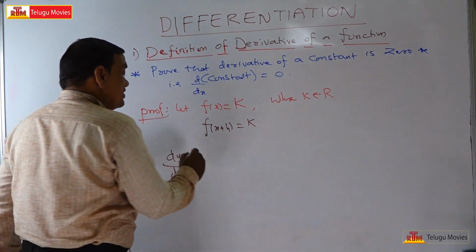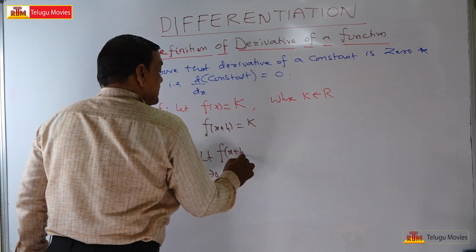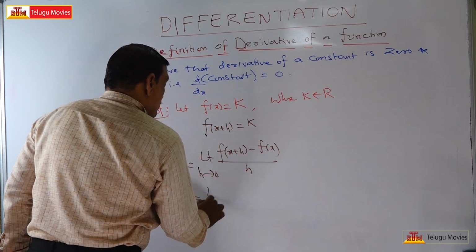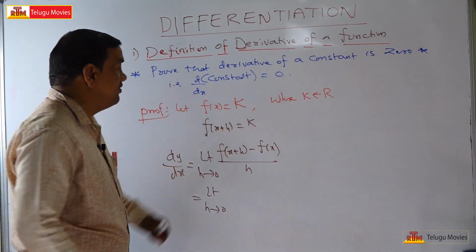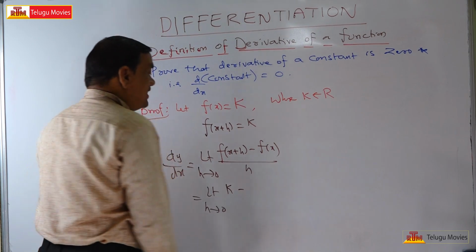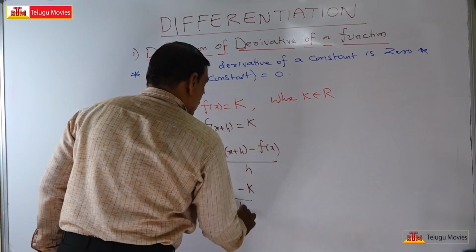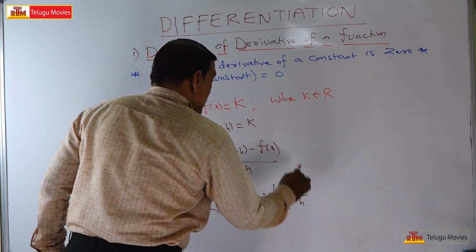function? dy by dx is equal to limit h tends to 0, f of x plus h minus f of x upon h. So this is limit h tends to 0. What is the f of x plus h value? It is k, minus f of x value, which is also k. So that is equal to 0, divided by h. So this is limit h tends to 0, 0 by h.